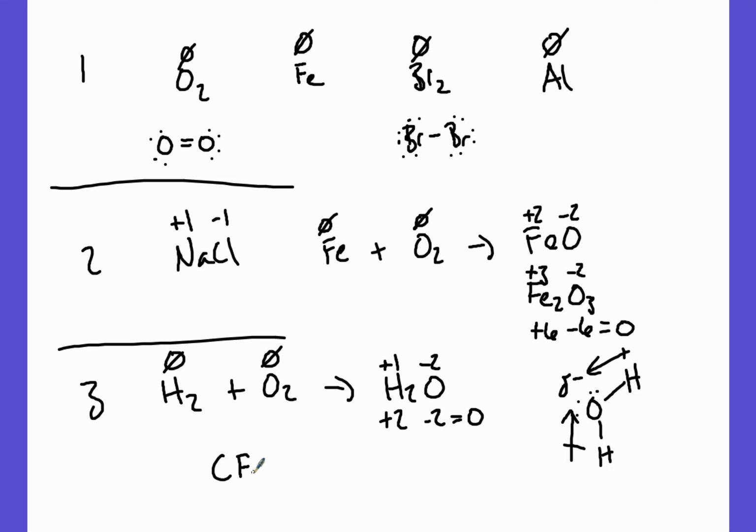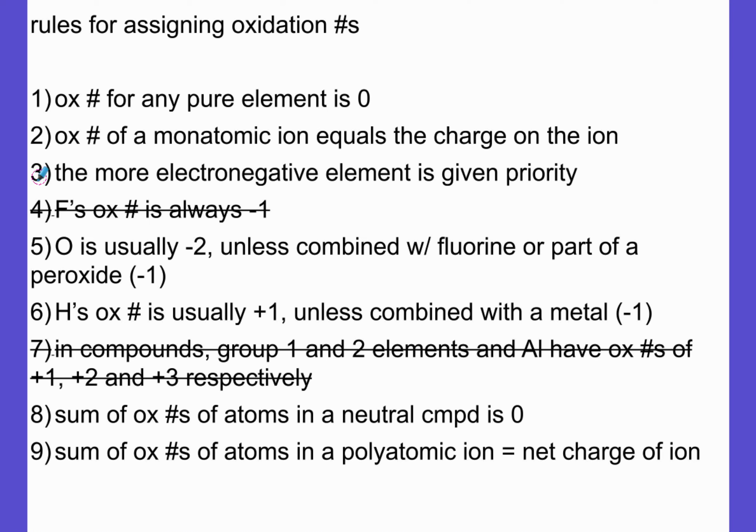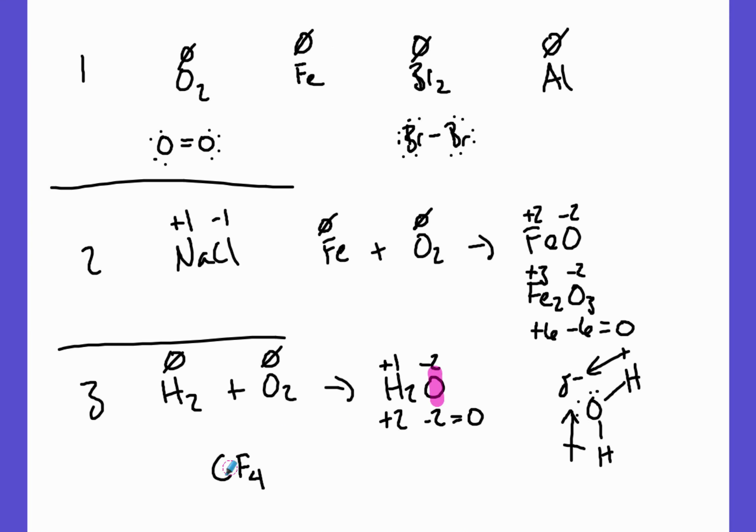So if I had this CF4, carbon tetrafluoride here, the fluorine is already the most electronegative, and I'm supposed to give the thing on the right priority no matter what. This oxygen got a priority for a reason. Number 3 told me to do that, right? Number 3 says the most electronegative element is going to get priority, which is oxygen in the water, but it's going to be fluorine in this molecule.